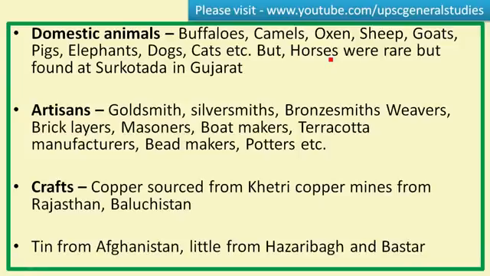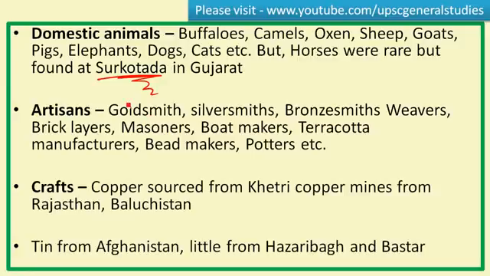And next, let's look at the domestication of animals. A wide variety of animals were domesticated by these people, including buffalo, camels, oxen, sheep, goats, pigs, elephants, even dogs and cats. But horses were rare, though found in Surkotada in Gujarat. These bones were found in this site, and this was the only site, or one of a few sites.